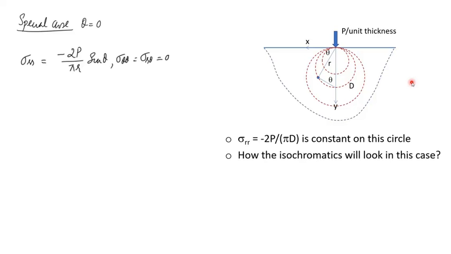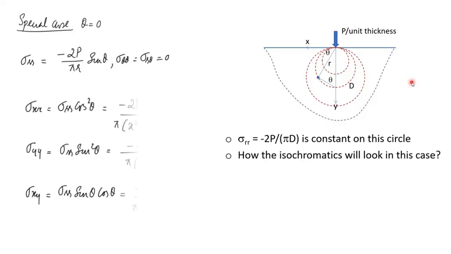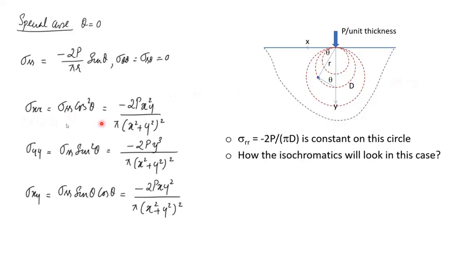What will be the shape of isochromatics? I can do a stress transformation and express the stress components in the xy Cartesian coordinate reference, and you will obtain this expression for sigma xx, sigma yy and sigma xy, and you can see that all these three components become unbounded as you approach the point of application of load.